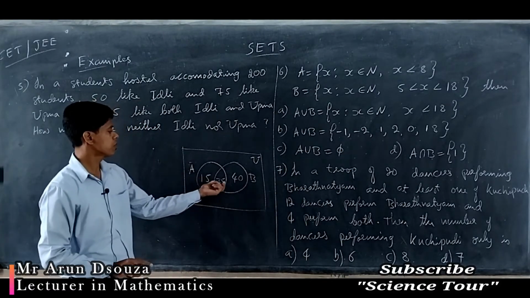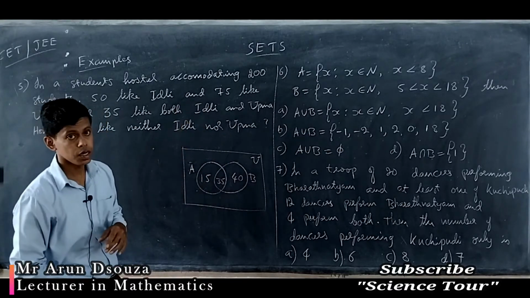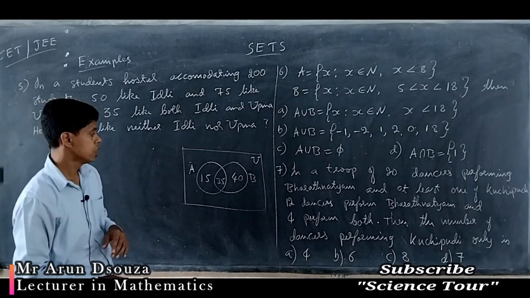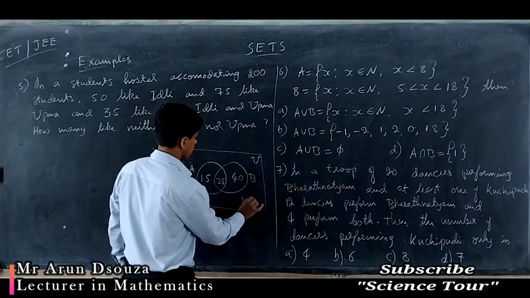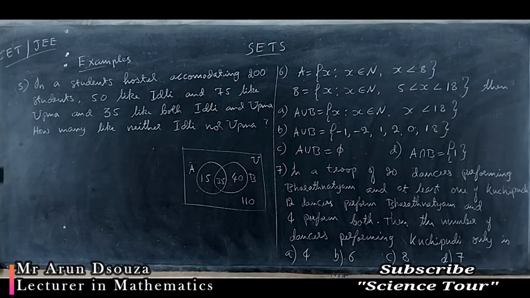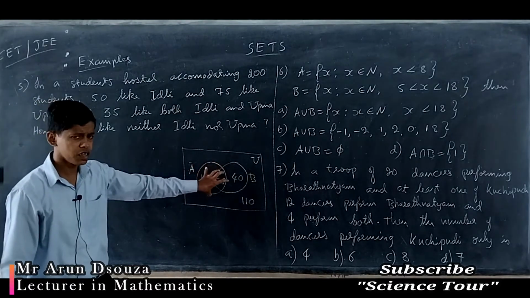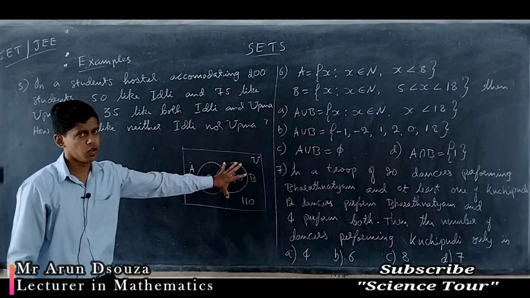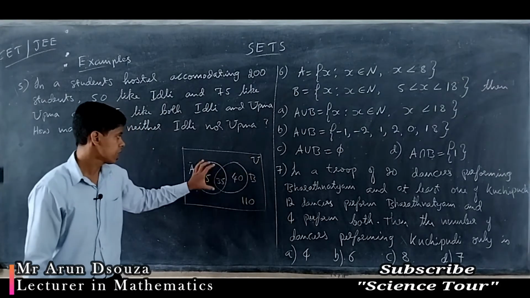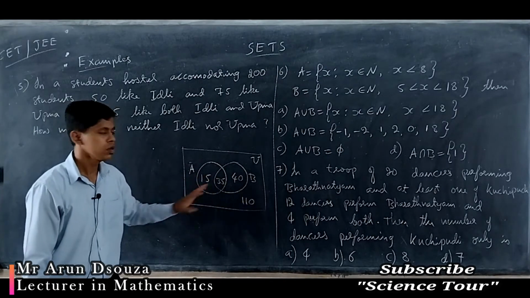How many are here? 15 plus 35 plus 40 is 90. 90 only, correct? So how many are outside? 110 people are outside. This is the way you can calculate those who like neither idli nor upma. They don't fall under this circle, neither do they fall under this circle. They are in the rectangle, they are in the hostel, but they are not under the category of idli or upma.